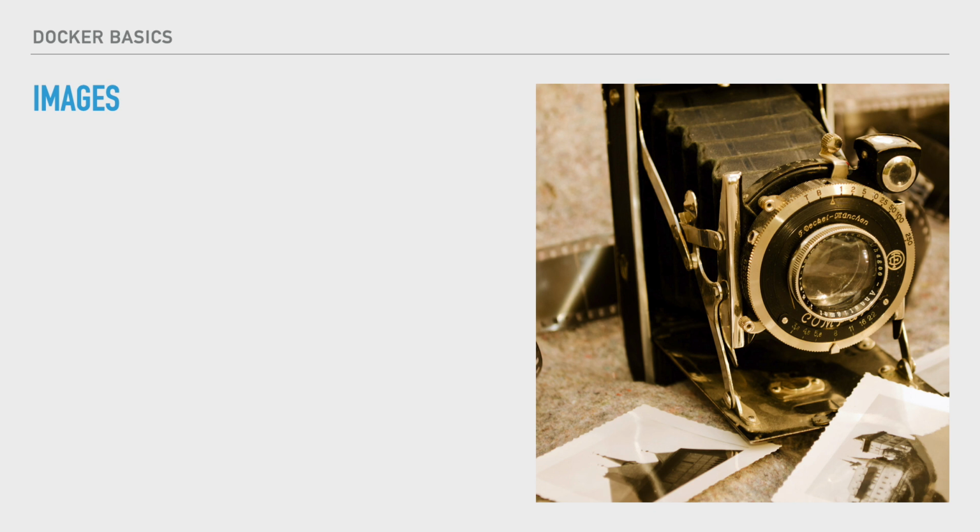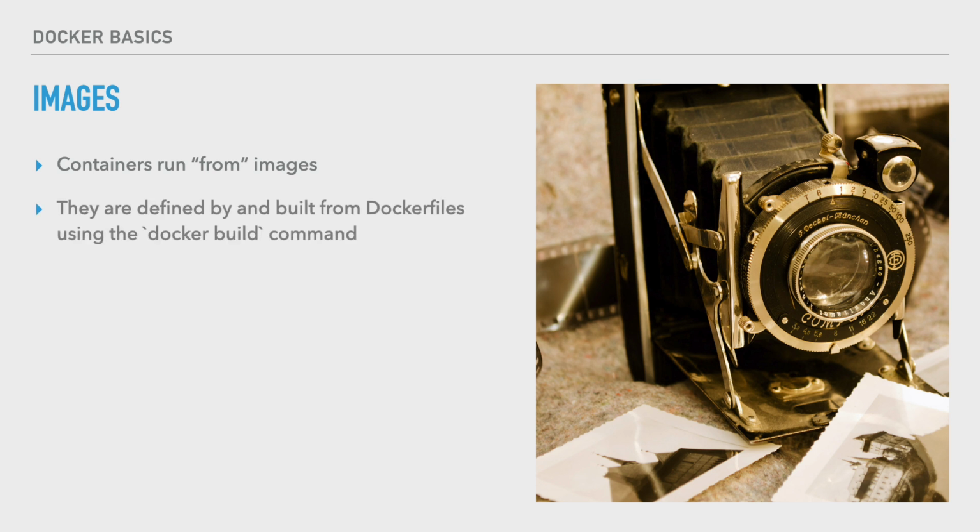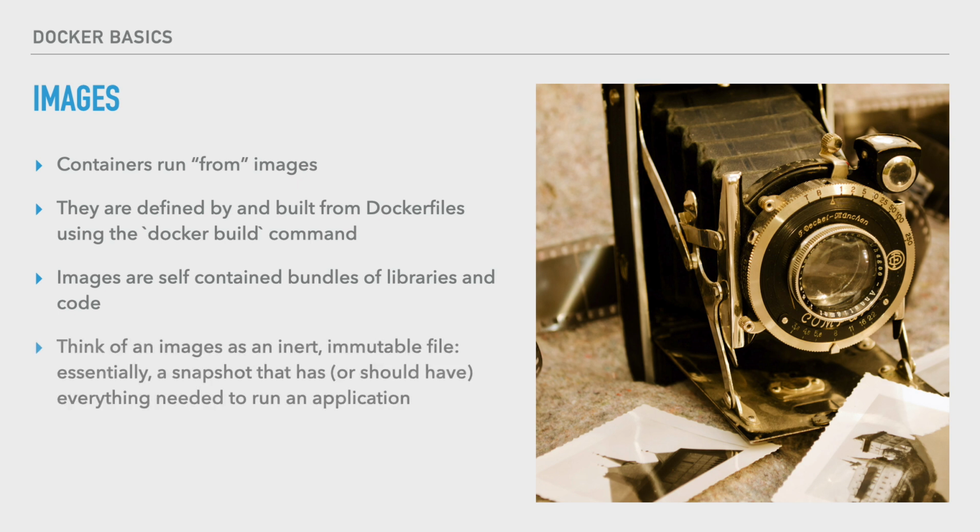In the Docker world, images are what we call these bundles of libraries and code. Docker images are used to run a container, which we'll define in a moment. Docker images are created using the docker build command from the instructions developers put in Dockerfiles. The images created then are those self-contained bundles of libraries and code. You can liken a Docker image to an inert, immutable file. It's essentially a snapshot that should have everything needed to run the application.